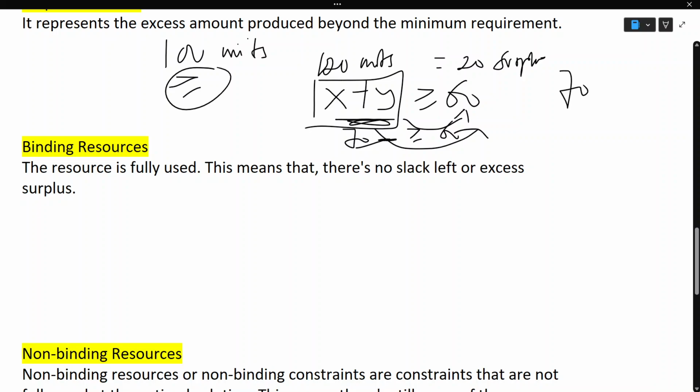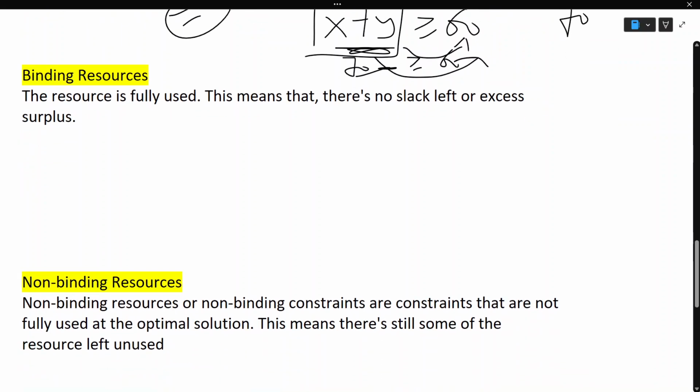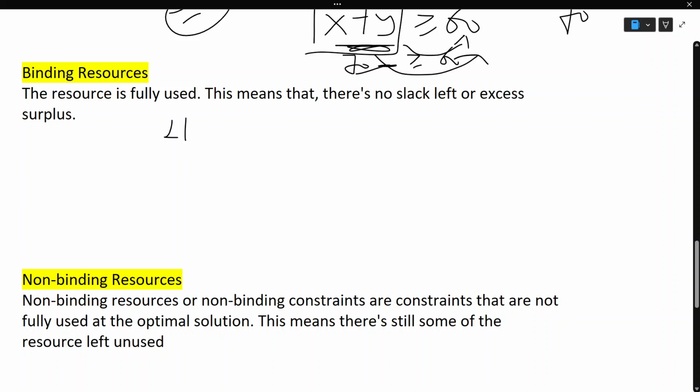What's a binding resource? Something is binding, meaning that the resources have been fully used. We have no slack left or excess surplus. One thing you need to know about a binding constraint or binding resource is that it is binding if the left hand side is equal to the right hand side of the equation.